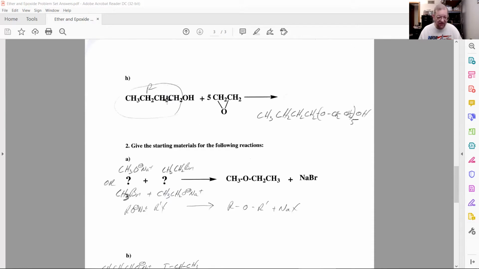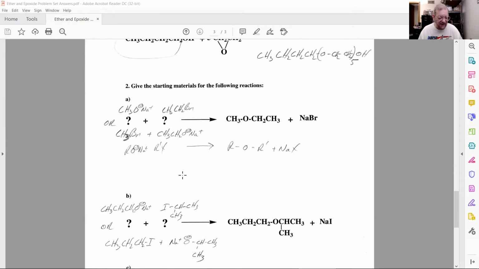And here I give you another example with a different R group. What is n? 5. R is CH2, CH2, CH2, bracket O, CH2, CH2, close bracket, subscript 5. And notice the hydroxyl group is on the outside.